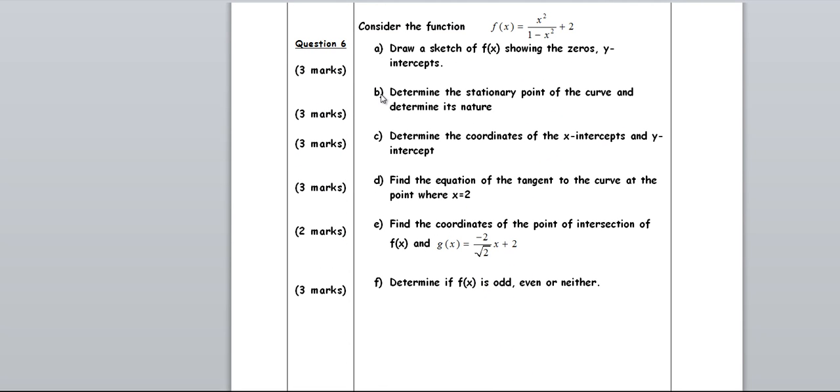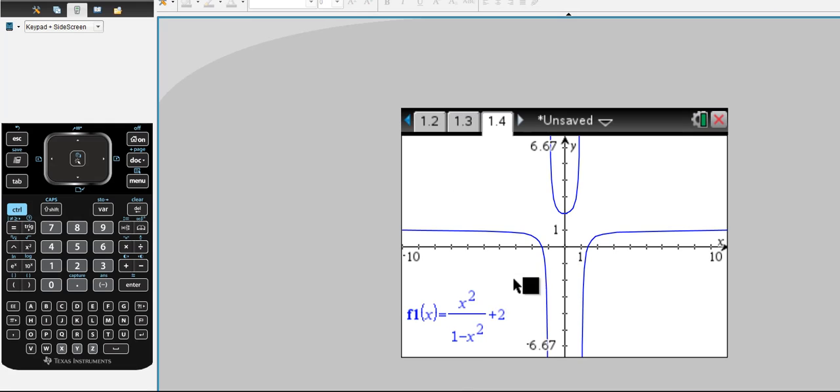The A, and then determine the stationary point of the curve and determine its nature. So a stationary point for us means where the curve is turning. So here it's going down, down, down, down, down. Here it stops, and then it's going up. Here it's basically just the y value, or f of x, is increasing. It's going up, up, up, up, up.